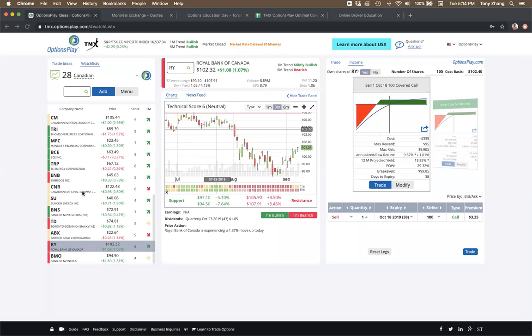So again, I hope everyone has found this useful. I really hope that this was enlightening for you guys to understand how options can be used to enhance your equity positions, and that's really how you should be thinking about this. It's a tool for your equity positions, not just for speculating.